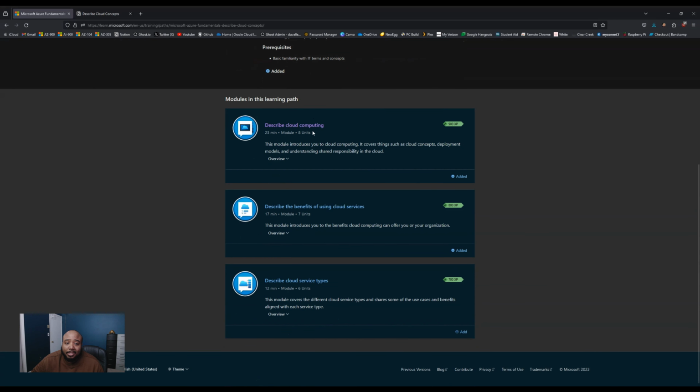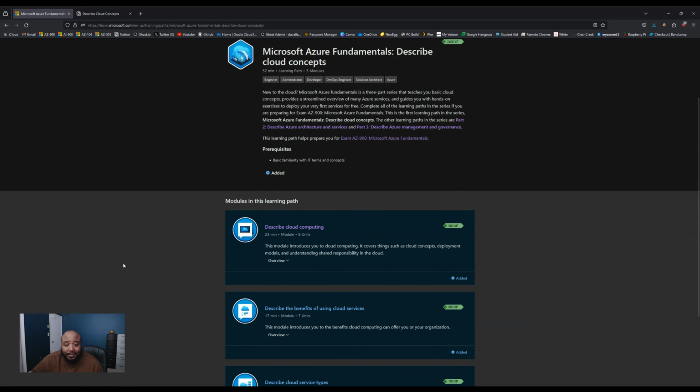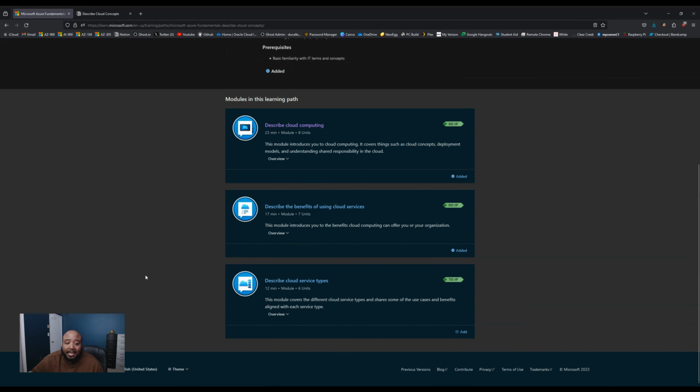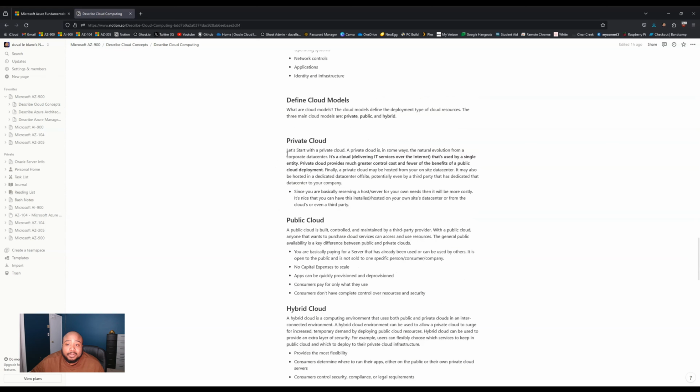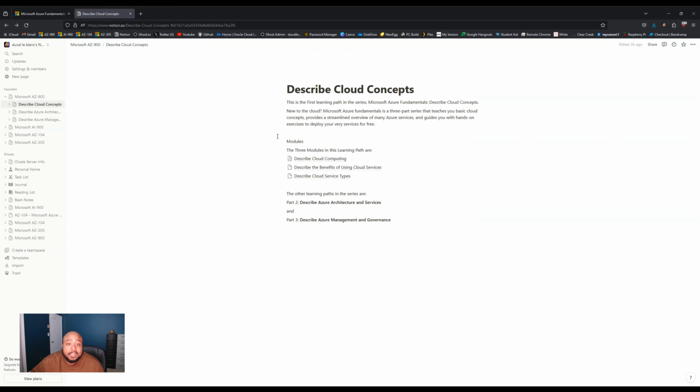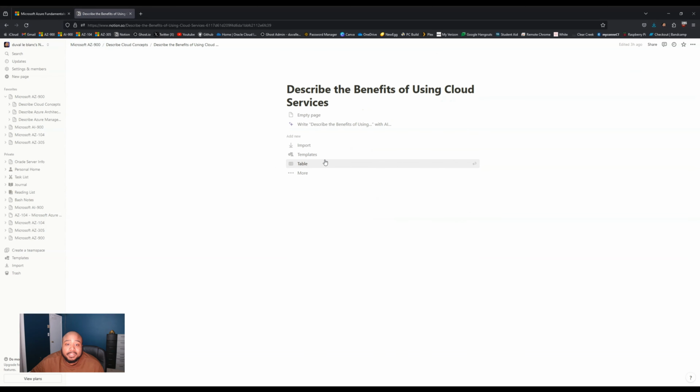It's 3 things: describe cloud computing, describe the benefits of using cloud services, and describe cloud service types. As you can see here, I did that in my notes as well. I wrote that down. So describe cloud computing has its own section of notes. Describe the benefits, I haven't done yet, and I'm going to do it in a later video. And then the last one is cloud service types, and that will have its own thing as well.